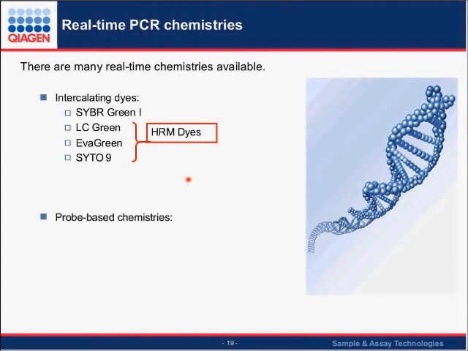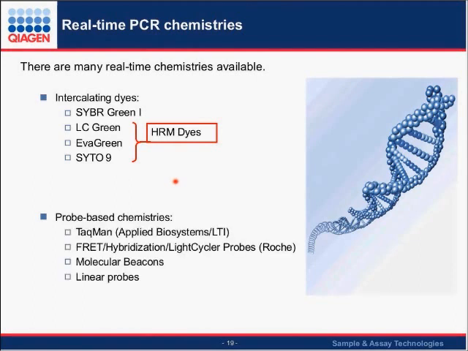However, when we're talking about real-time PCR for pathogen detection, we're talking about probe-based chemistries, so that the fluorescent dye is actually on the probe and not intercalating into the DNA itself. These probe-based chemistries generally fall under the topics of a TaqMan probe. There are FRET or hybridization probes that are used for LightCyclers from Roche, molecular beacons, linear probes. There are a number of different ones. For the purposes of our discussion, we're going to be talking about TaqMan probes.